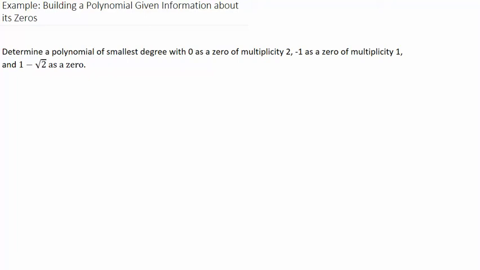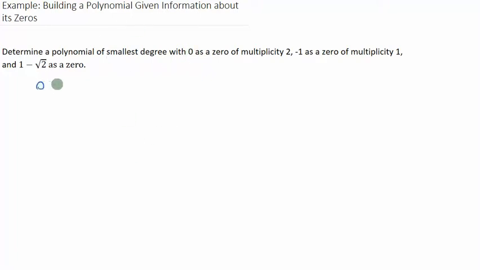Here we look at building a polynomial if we know information about its zeros. Here we are going to see multiplicity. We're going to see an irrational zero, and we're not going to specify the degree of the polynomial that we're trying to determine. In fact, the directions say determine a polynomial of smallest degree. Okay, so we have to know what degree our answer should be in. So let's see what we can figure out here.